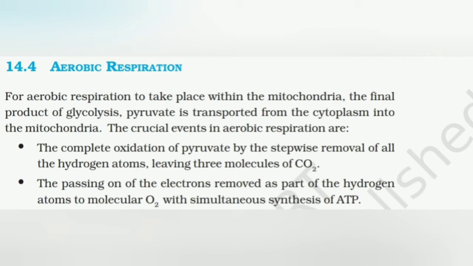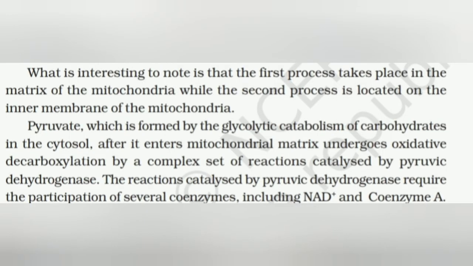Next is the passing on of the electrons removed as a part of hydrogen atoms to molecular oxygen with simultaneous synthesis of ATP. What is interesting to note is that the first process takes place in the matrix of the mitochondria, while the second process is located on the inner membrane of the mitochondria.